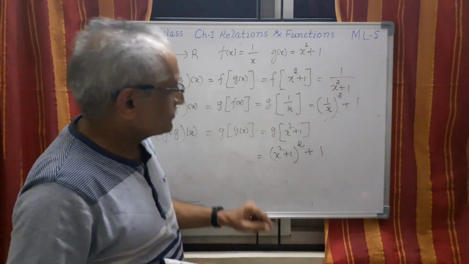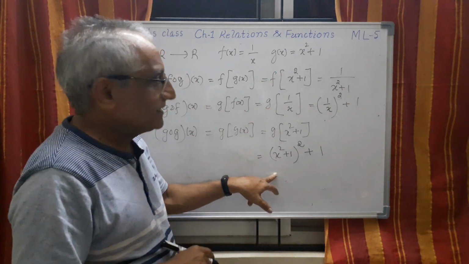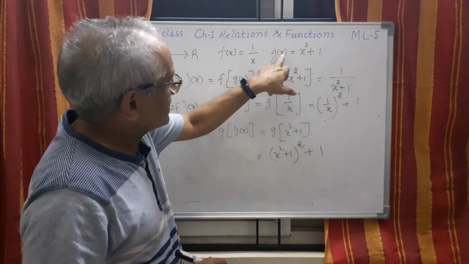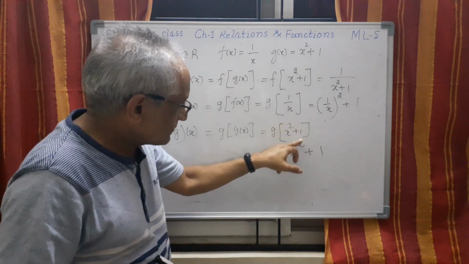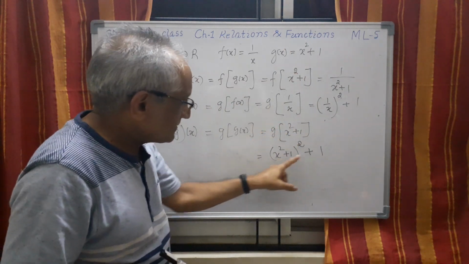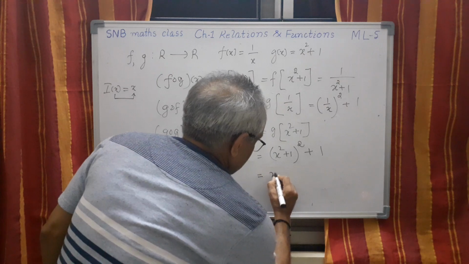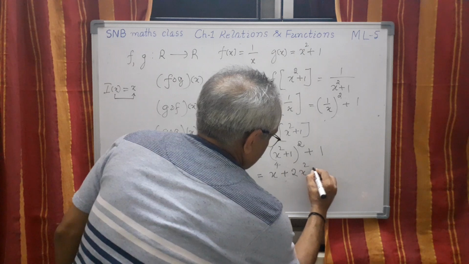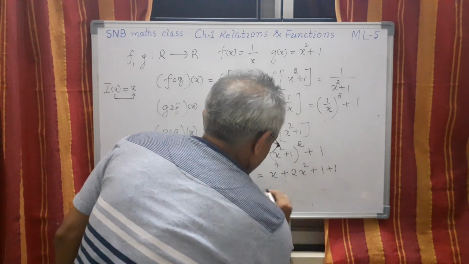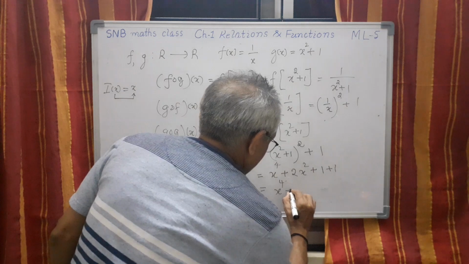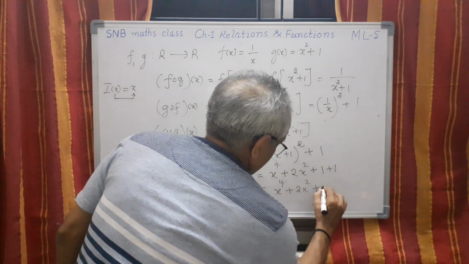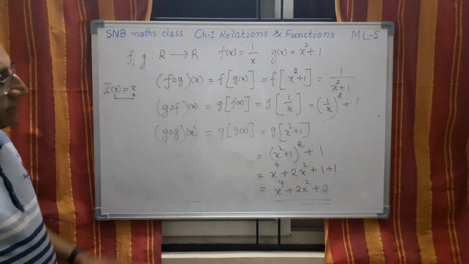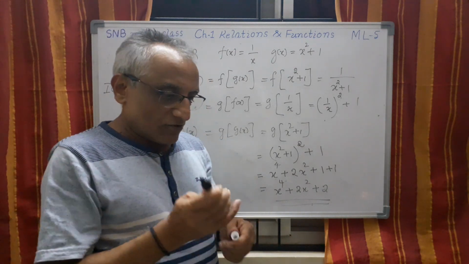Sometimes students get confused with this type of question. I am repeating again. If you put x here, what g does is it squares this element and then adds 1. So if you put x square plus 1 here, it squares this element, then adds 1. This you can simplify: x power 4 plus 2x square plus 2. So this is g of g of x. This is how we define and find a composite function.